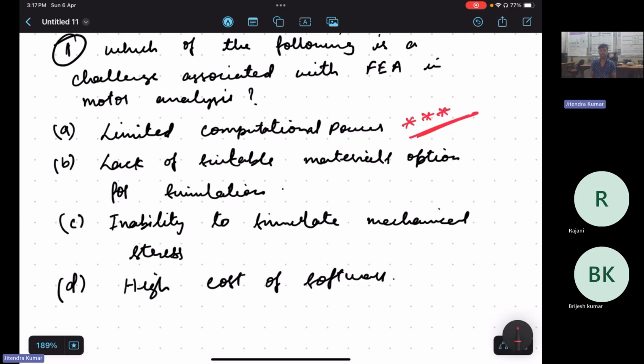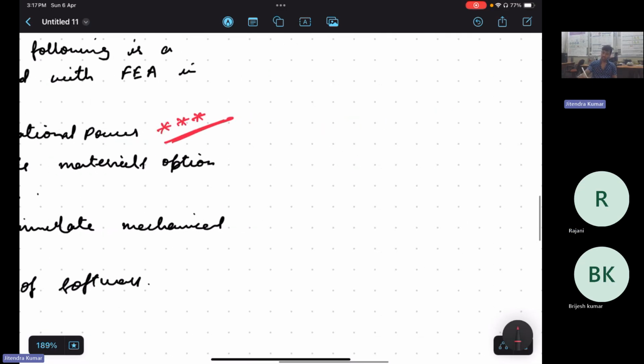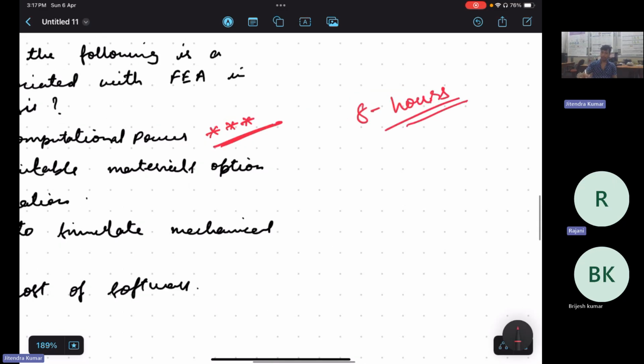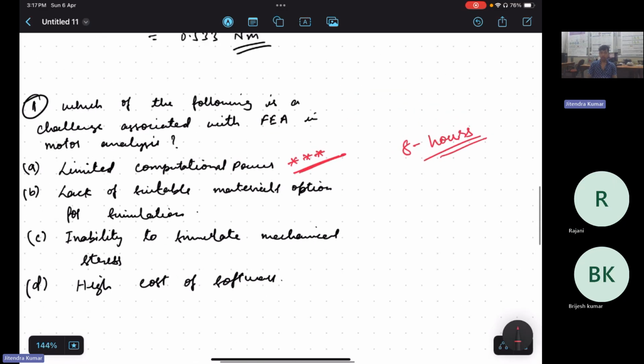The second is lack of suitable material option for simulation. So how much time does it take for Altair Flux software? You have worked with that software. So generally, how much time does it take? Actually, it depends upon 3D or 2D, sir. For 3D, the more complex it is, it will take 8 hours. And with a single core, like a single system, right? No, HPC is there, sir. Oh, with HPC, it is taking 8 hours. That too is a complicated one.